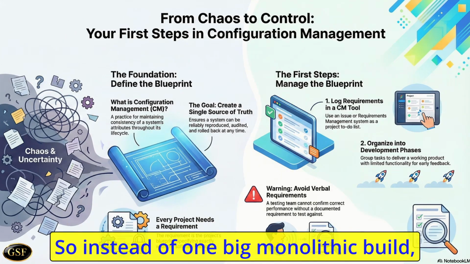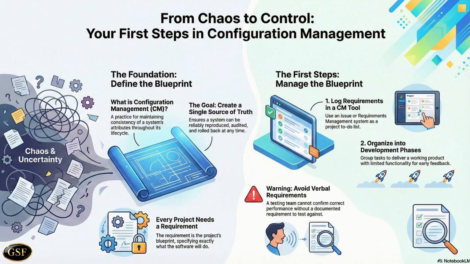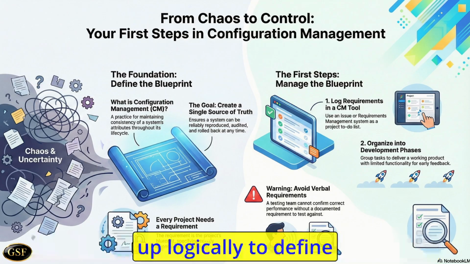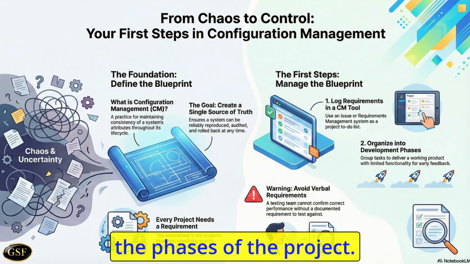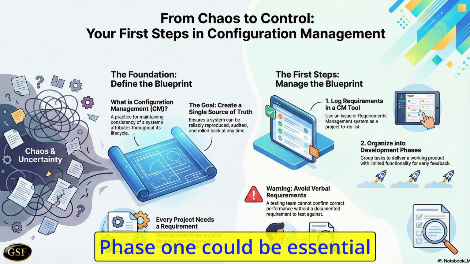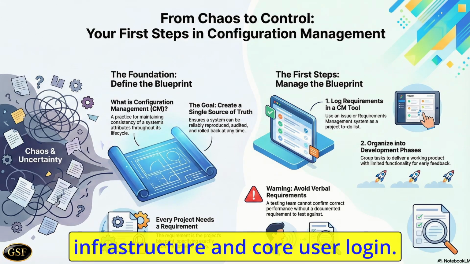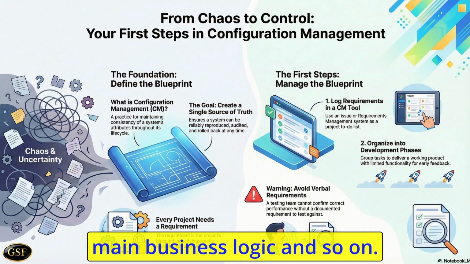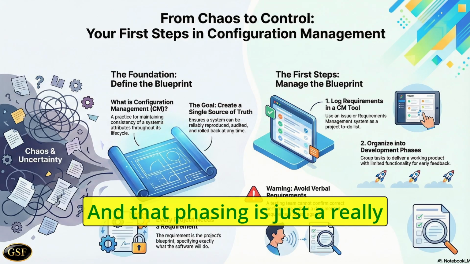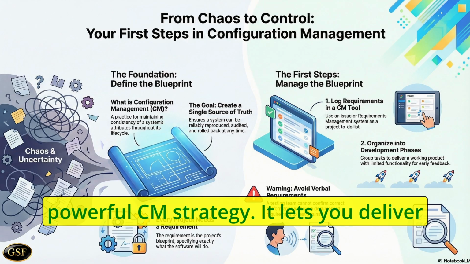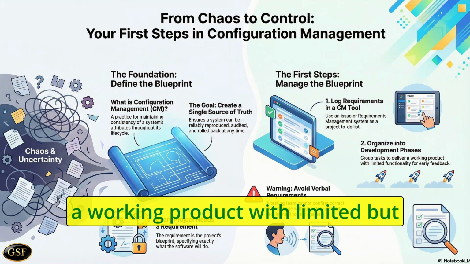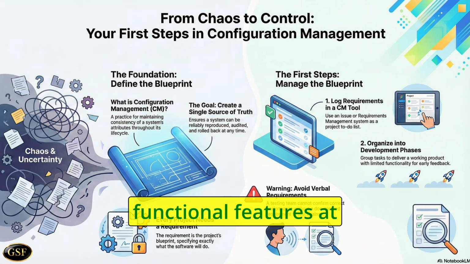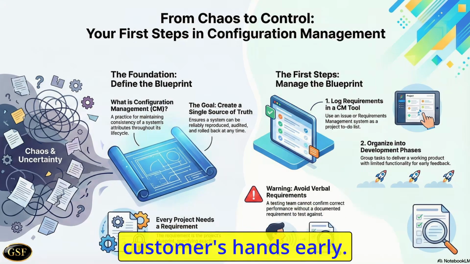Yes. So instead of one big monolithic build, those requirement entries can be grouped up logically to define the phases of the project. Phase 1 could be essential infrastructure and core user login. Phase 2 implements the main business logic, and so on. And that phasing is just a really powerful CM strategy. It lets you deliver a working product with limited but functional features at the end of each phase. You get something to the customer's hands early.